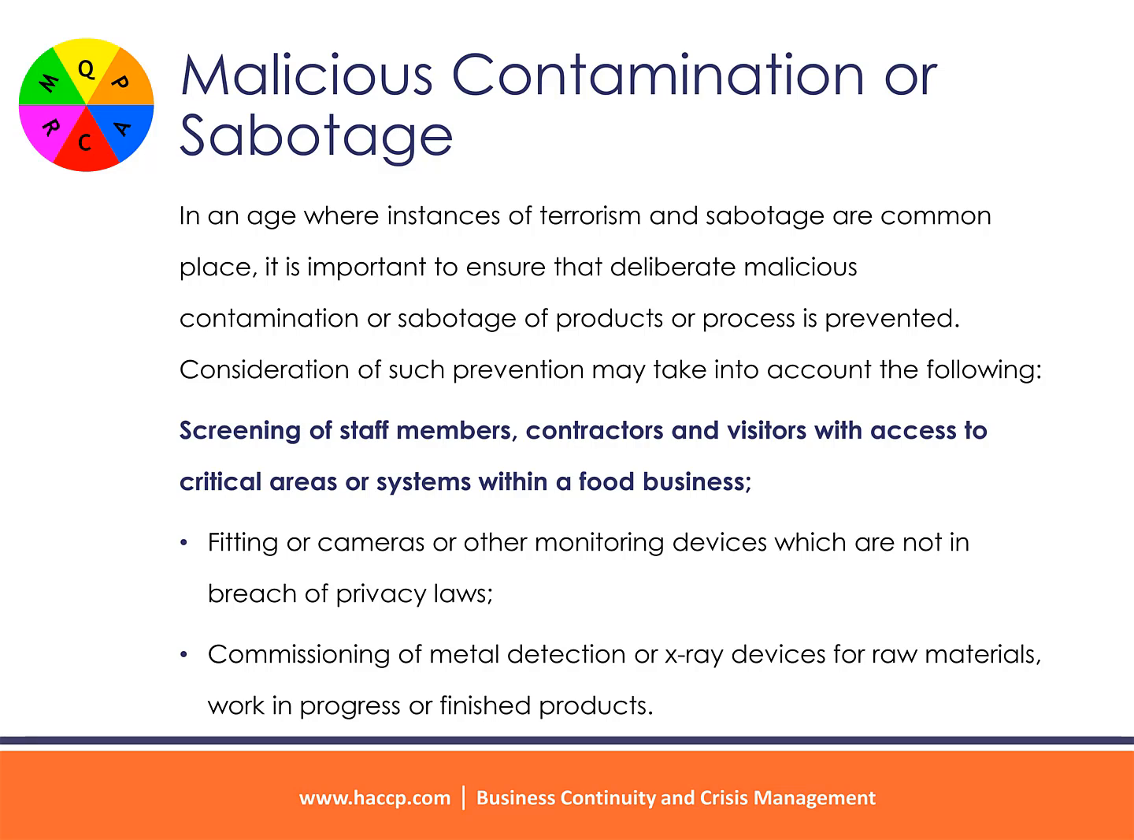In an age where instances of terrorism and sabotage are commonplace, it is important to ensure that deliberate malicious contamination or sabotage of products or processes is prevented. Consideration of such prevention may take into account the following: screening of staff members, contractors and visitors with access to critical areas or systems within a food business. Fitting of cameras or other monitoring devices which are not in breach of privacy laws. Commissioning of metal detection or X-ray devices for raw materials, work in progress or finished products.